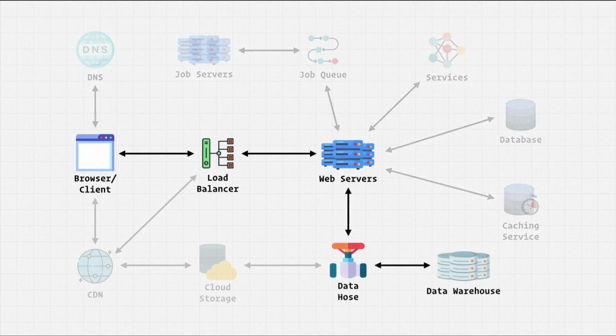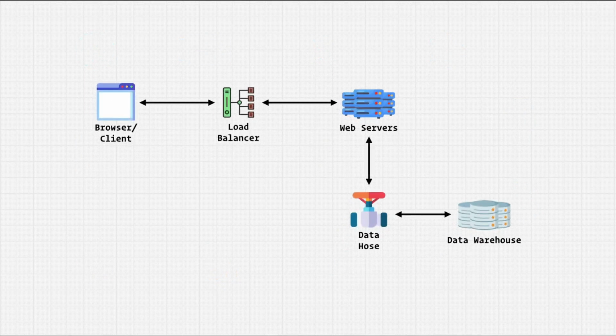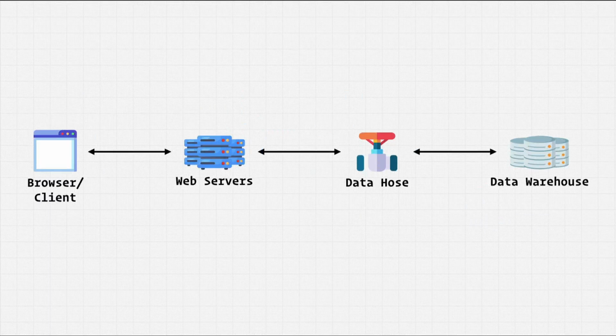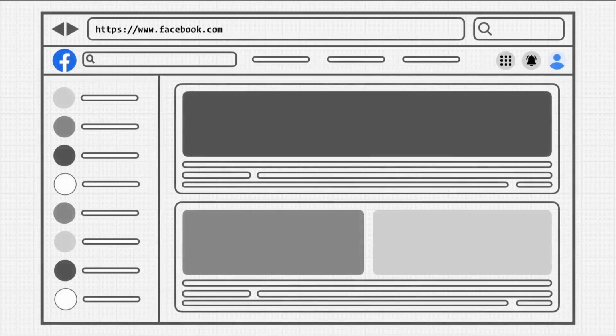So what we're talking about next is data hose and a data warehouse. When you look at this system here, what you see is the browser client to the load balancer to the web server, and then the web server communicating to the data hose and the data warehouse. For simplicity's sake, let's remove the load balancer. I'm removing it just so that we can see how the browser client and the web server directly interact with the data hose and the data warehouse. But let's talk about what that data hose and data warehouse are.